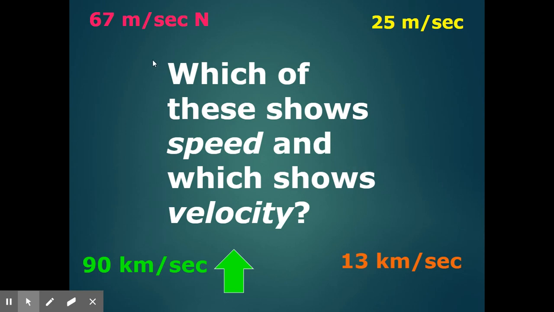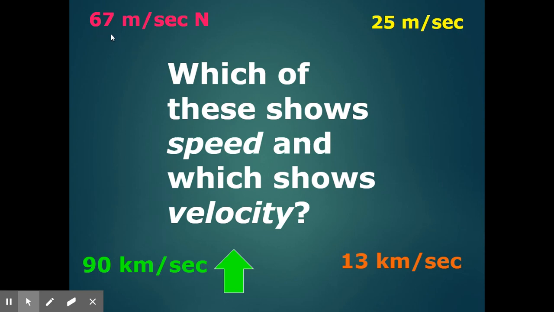So remember, speed is simply how fast or slow an object's moving. Velocity is going to be speed with a direction. So here, this example, 25 meters per second, that's simply speed. Look at the units. It's distance and time. There's no indication of direction here.